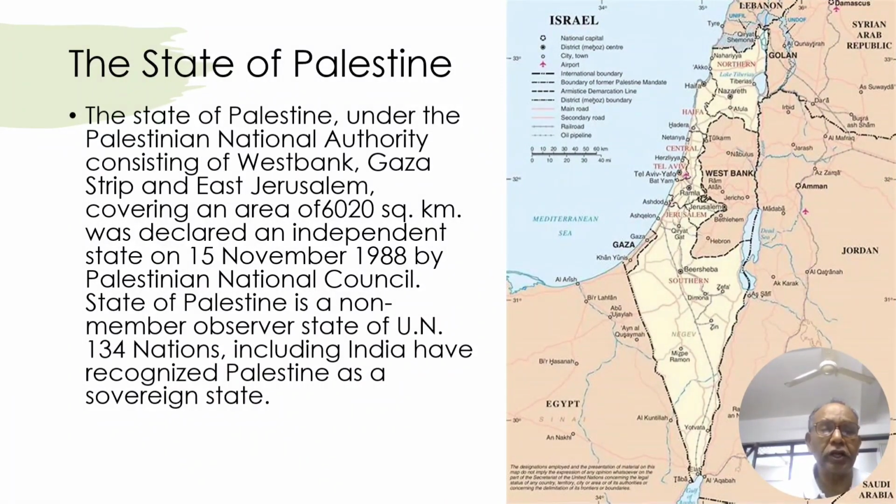The State of Palestine. The State of Palestine, under the Palestinian National Authority, consisting of West Bank, Gaza Strip, and East Jerusalem, covering an area of 6,020 square kilometers, was declared an independent state on 15 November 1988 by the Palestinian National Council. The State of Palestine is a non-member observer state of the United Nations. 134 nations, including India, have recognized Palestine as a sovereign state.